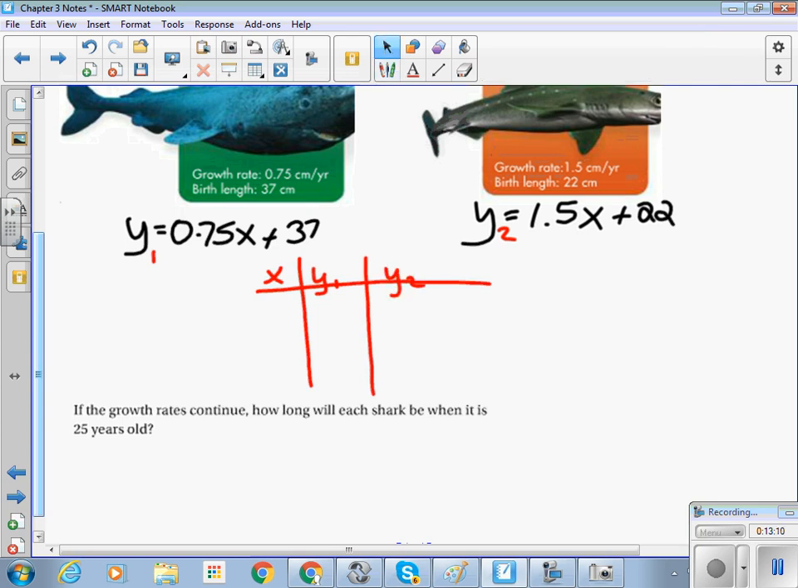Okay, so take a moment. Let's do increments. Actually, just do ones. Let's document the first 5 years of shark life for our two little sharks here.